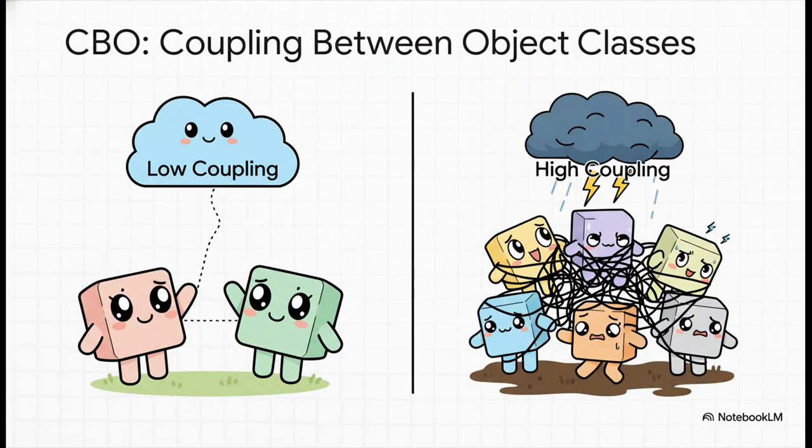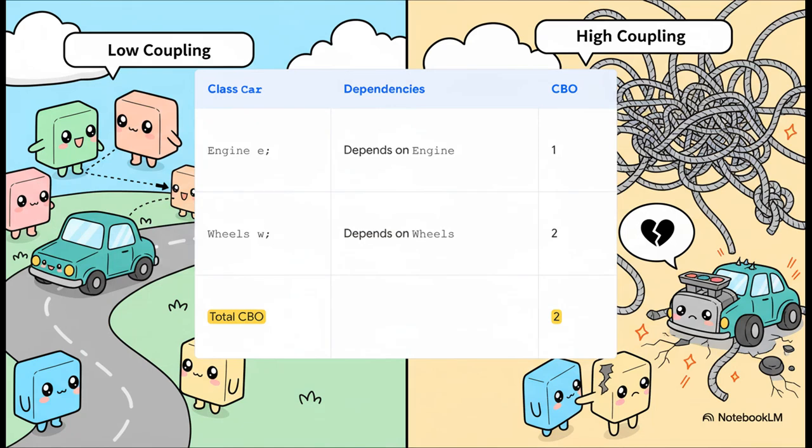Our third metric is CBO, coupling between object classes. Coupling is all about dependency. It asks a really simple question. How many other classes does this class rely on to get its job done? And trust me, you want this number to be as low as possible. Let's look at this Car class. To be a car, well, it needs an engine and it needs wheels. Since it depends on those 2 other classes, its CBO is 2.